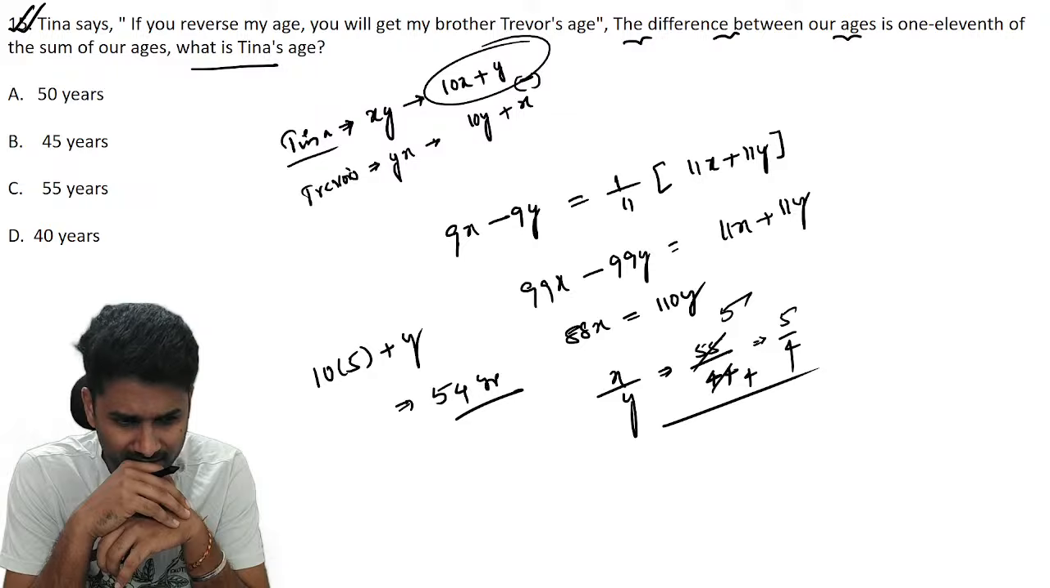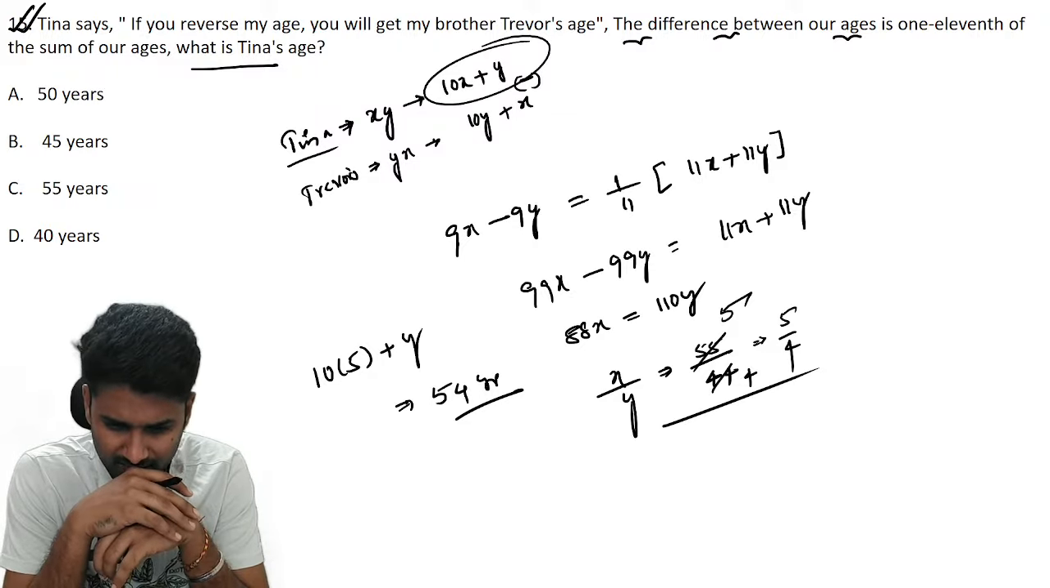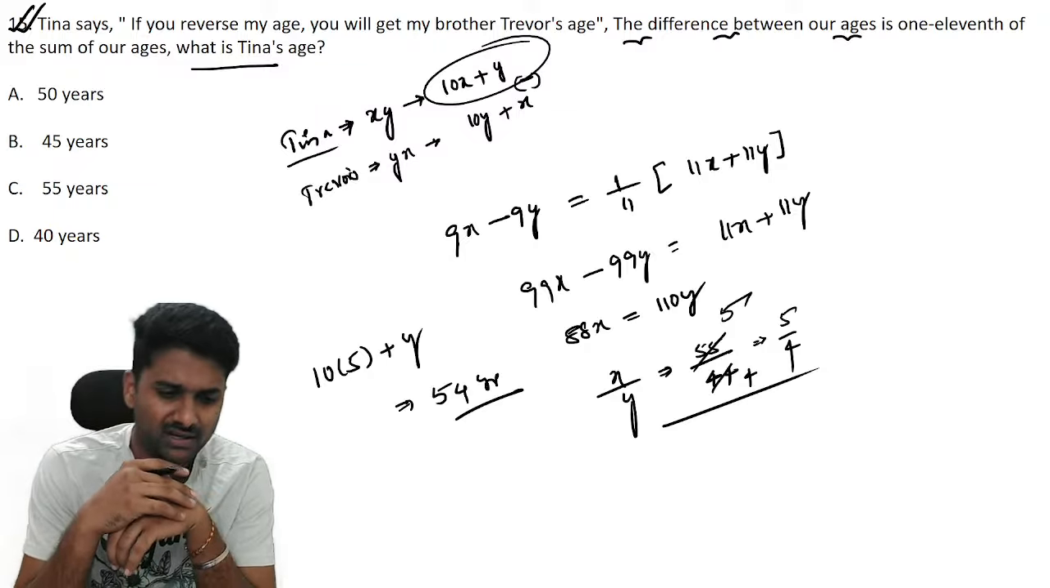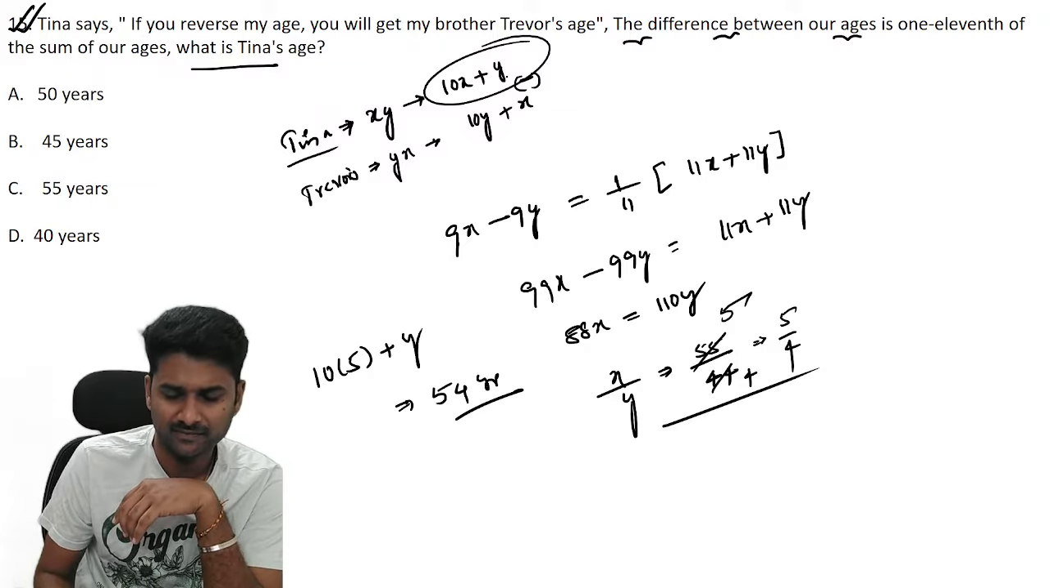Some of their age, our age. Okay. So what is Tina's age? Tina's age is 54. So Tina is 54 and the Traverse is 45.